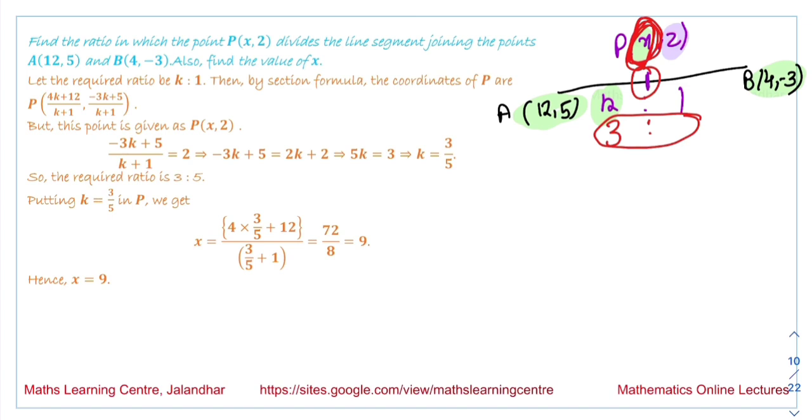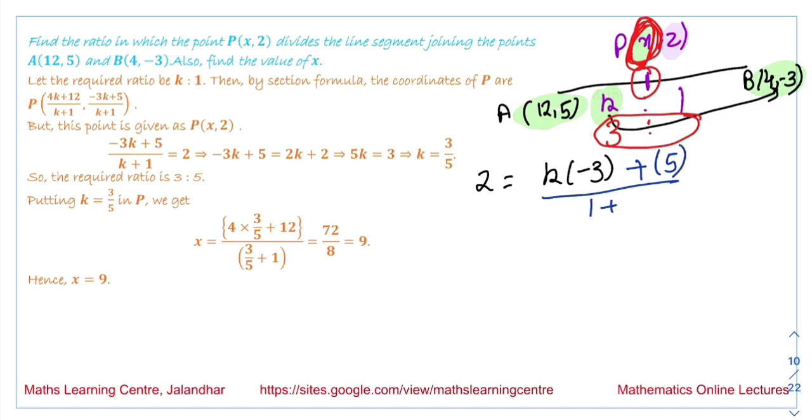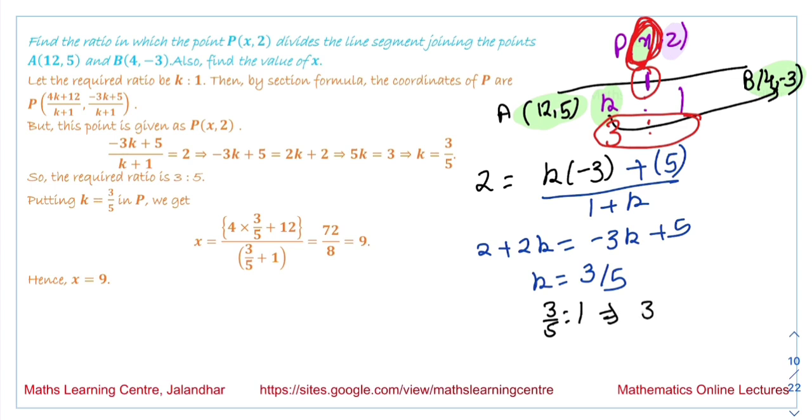So we start with the y coordinate. What we will have is 2 is equal to k into -3 plus 1 into 5 over 1 plus k. The denominator is not 1 plus 5, it is 1 plus k. So it is 2 plus 2k is equal to minus 3k plus 5. So the value of k we will get is 3/5. So the ratio is 3/5:1, and we can write it as 3:5.